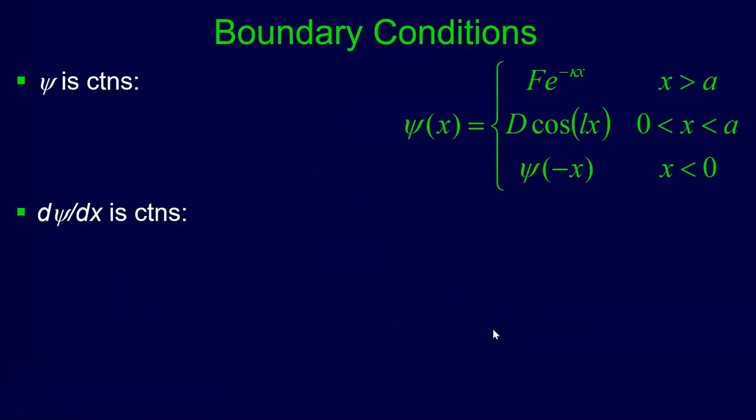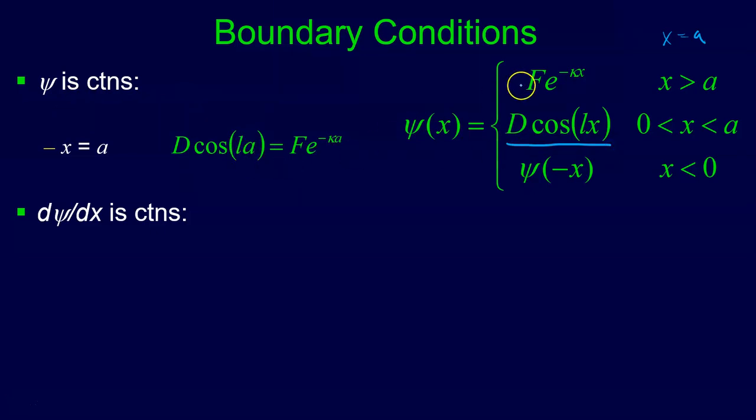All right, so what we do then is we, again, take our equations here for the 3 different regions, and we're just going to focus on ensuring that this is continuous and that the first derivative is continuous at the point x equals a. And so we set up our first equation. At x equals a, this psi being continuous, so I basically plug in here D cos(La) is equal to F e to the negative kappa a. So that's our first equation.